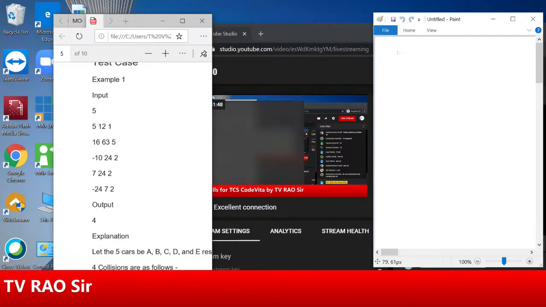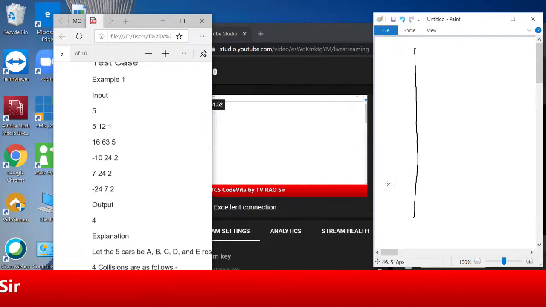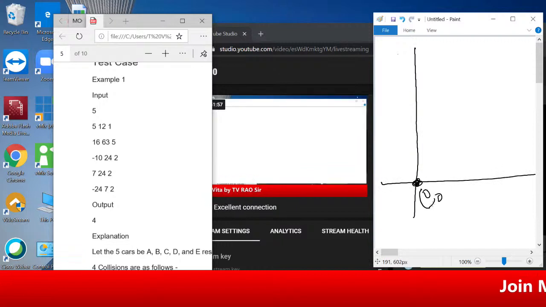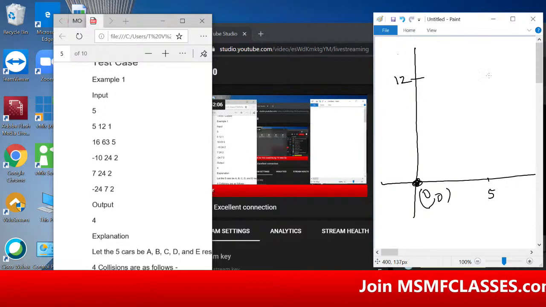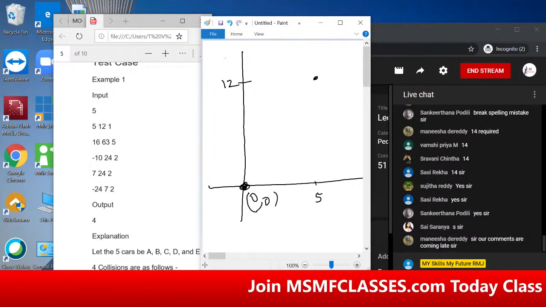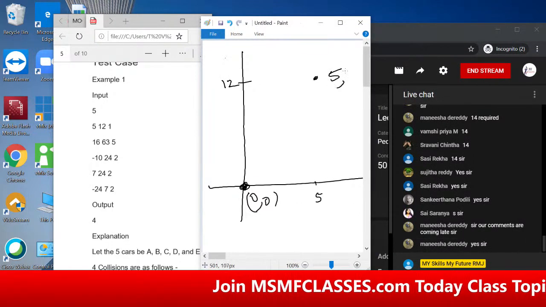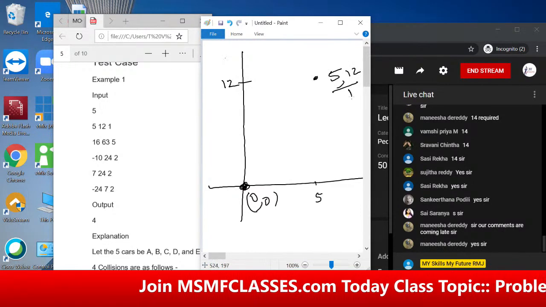Look here. And this is the roundabout, 0, 0. The first car is at this position. The first car is at 5, 12 and speed is 1 kilometer per hour.